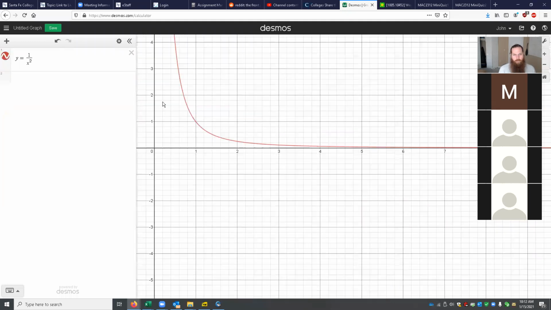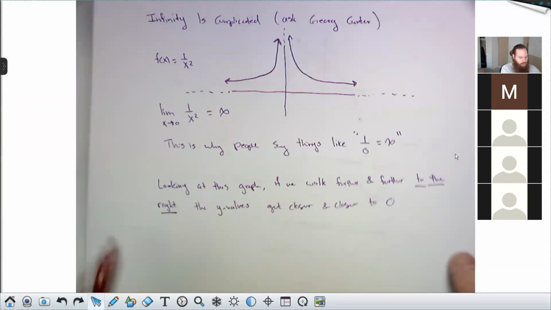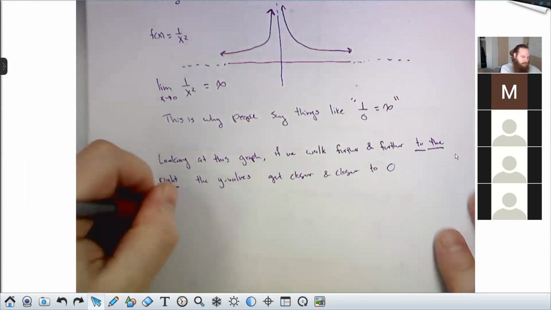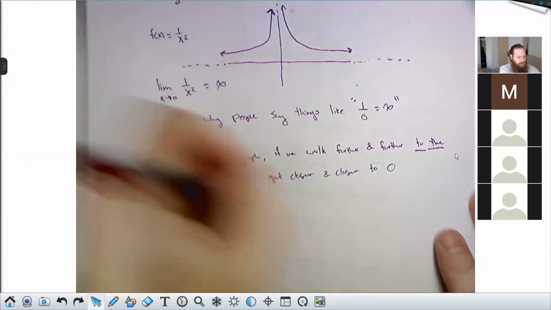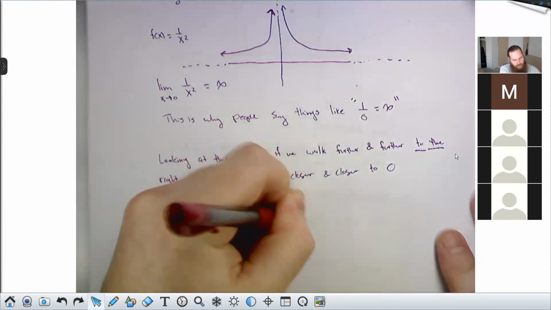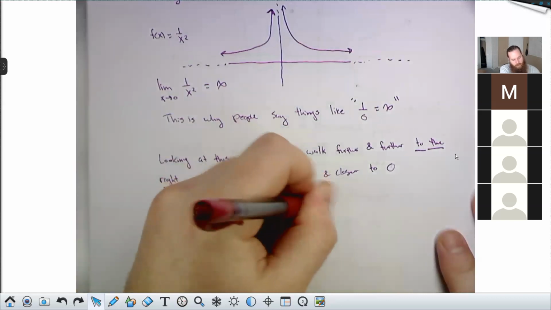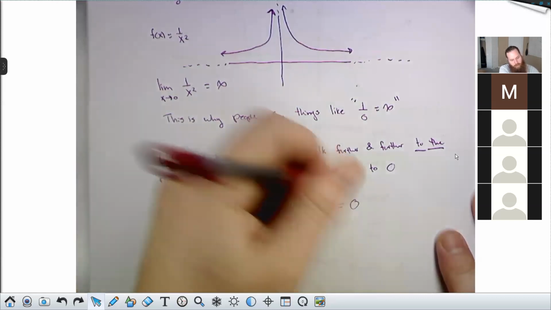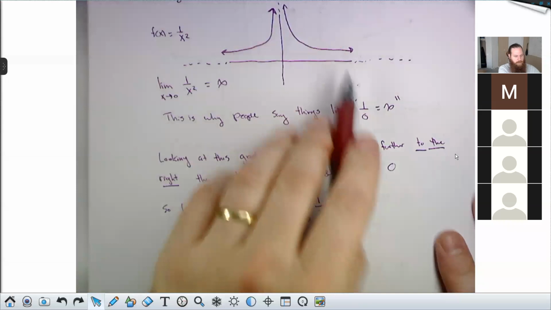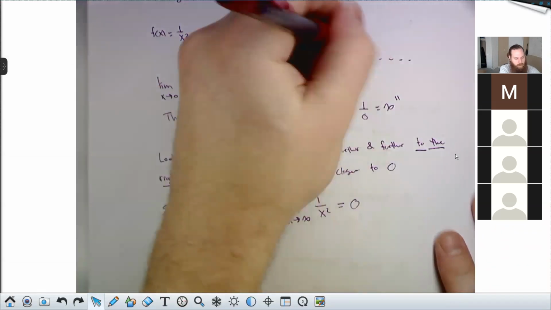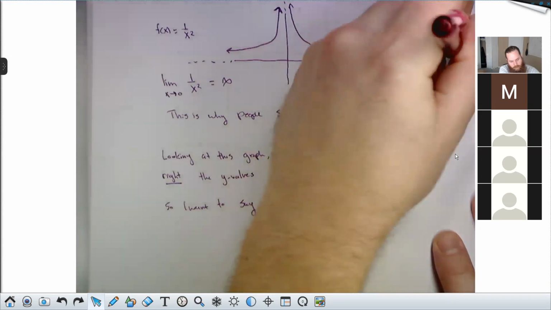Here's 1 over x squared. As I meander off to the right, going further and further and further in this direction, those y values get closer and closer and closer to 0. So I want to say, sorry, my cat is scratching at the door, that the limit as x goes to infinity of 1 over x squared is 0. The idea there being, you imagine walking further and further off to the right, these y values really do get closer and closer to 0.